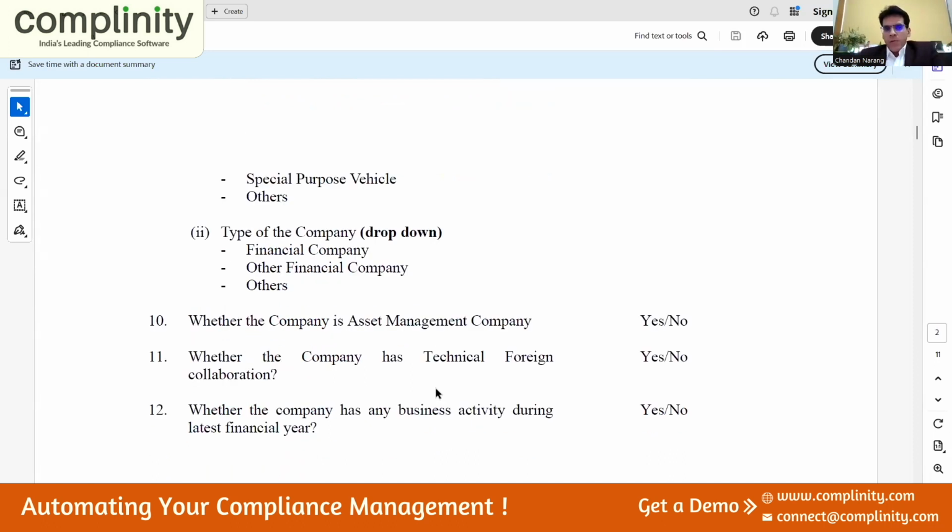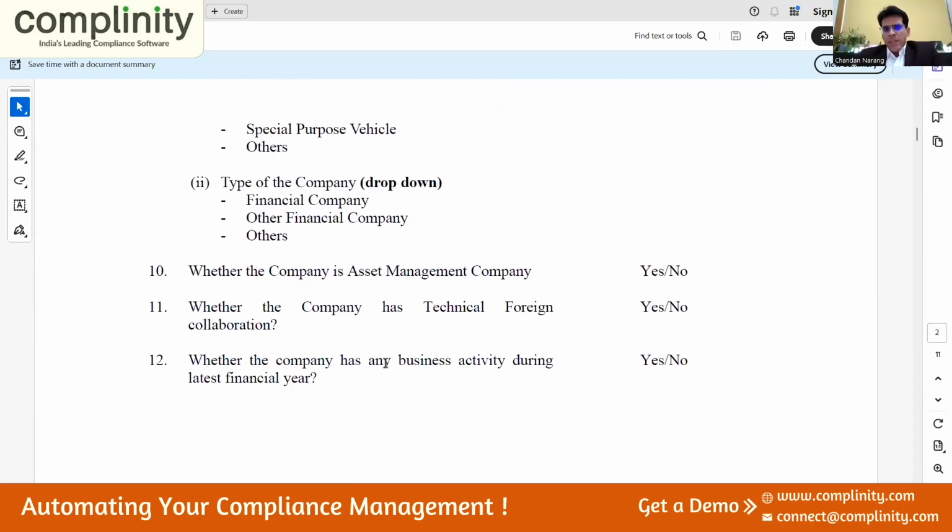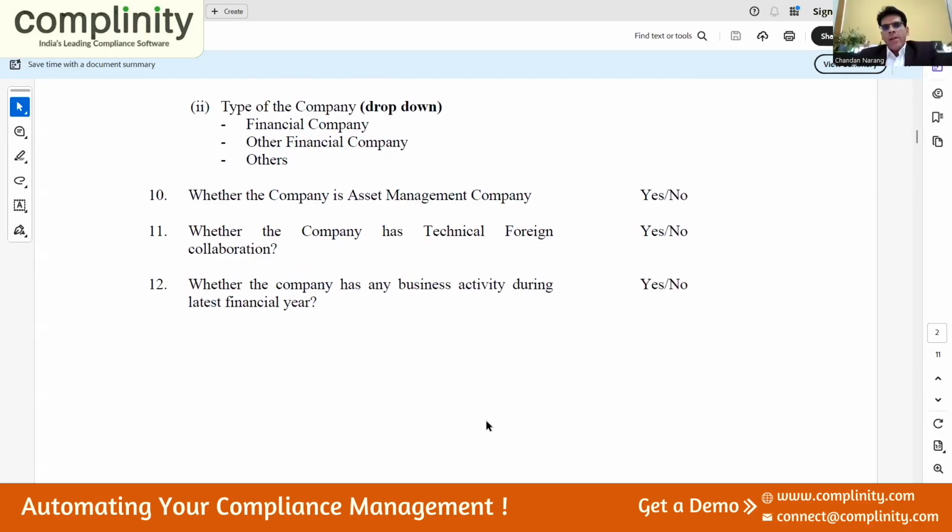Then type of your company, whether it's a financial company or other financial company. In case it's not a financial company, you need to select others. You'll find a drop down in that case. Whether the company is an asset management company, yes or no. If the company has got technical or financial collaboration, yes or no, you need to provide. And whether the company has any business activity during the latest financial year. There might be certain companies who have received foreign investment, but there was no business activity during the year.